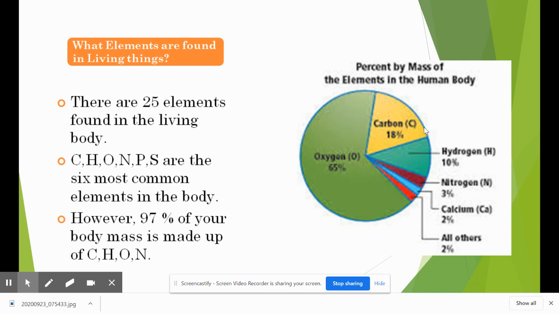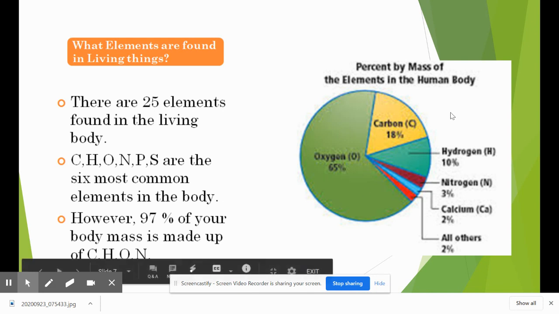There are 25 elements found in the living body, and you need to focus on 6 of them. The C, carbon, H, hydrogen, O, oxygen, N, nitrogen, P, phosphorus, and S, sulfur. Summary, just say CHNOPS, okay? CHNOPS are the 6 most common elements in the body. However, 97% of the body mass is made of CHON.